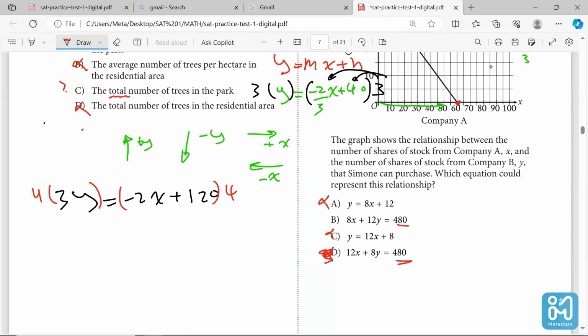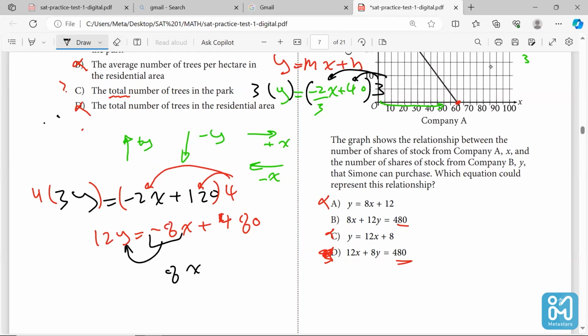Okay, because when we simplify, you give us something like that. Now expand, it's going to be 12y, and expand this one here and this one here. So I have negative 8x plus 480. Now, if you take a look, x and y are both on one side, so I will move this one to the other side. I have 8x plus 12y equals 480.